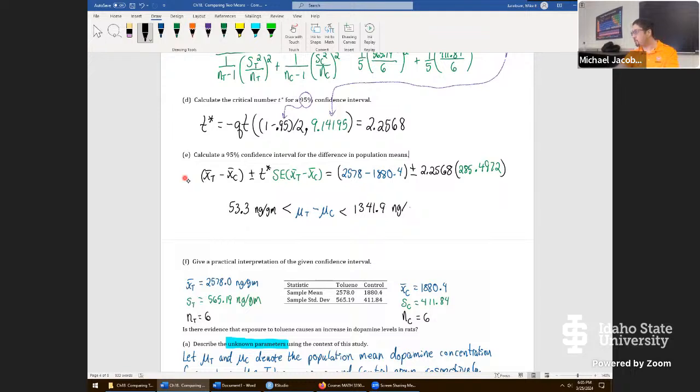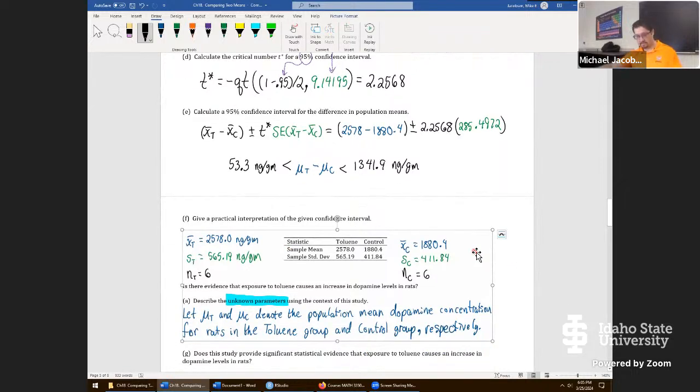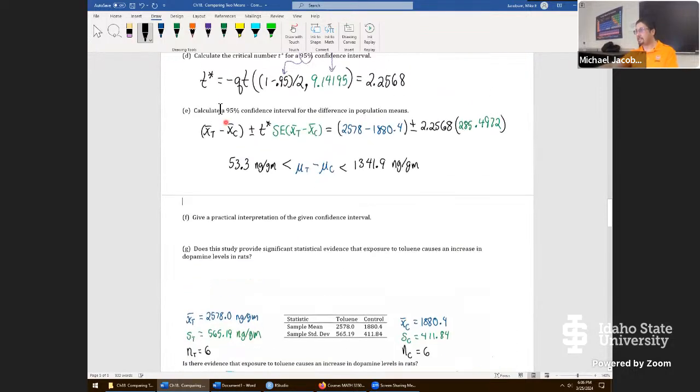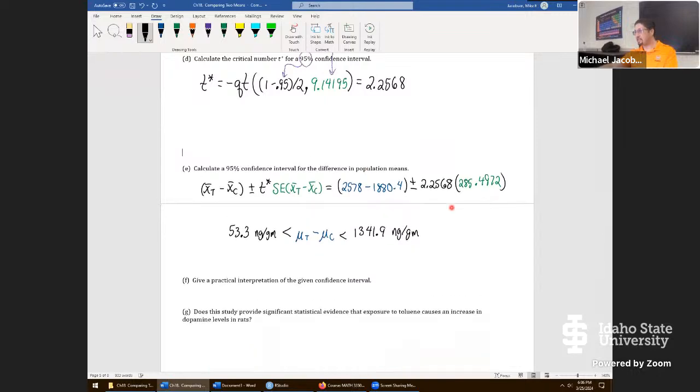Nanograms of dopamine per gram of that brain region. Sounds kind of morbid when you say it like that, but that's what they did. Any questions at all, folks, with the confidence interval achieved there? Awesome. Let me take this. Let's just park it down here in case we need it. And I think we need a little bit more space.